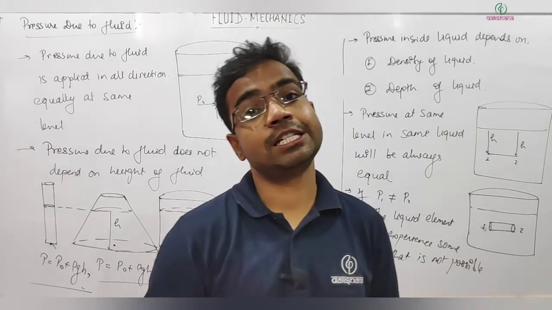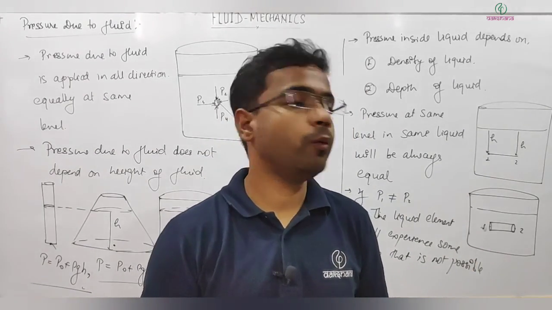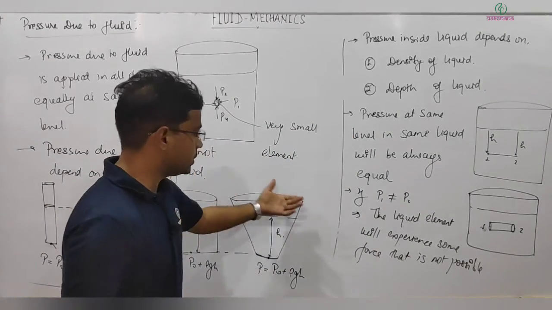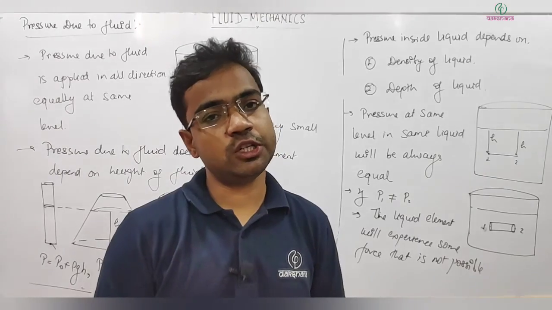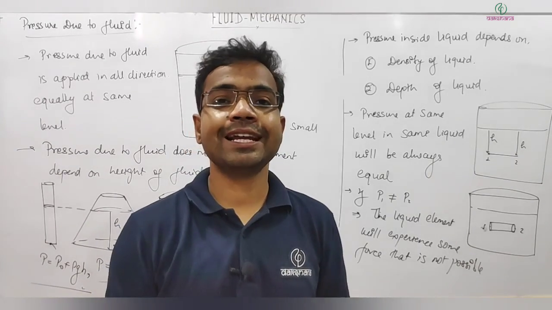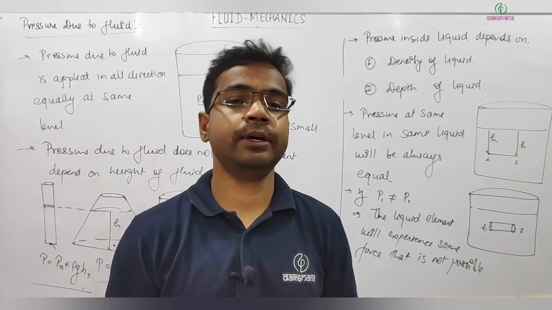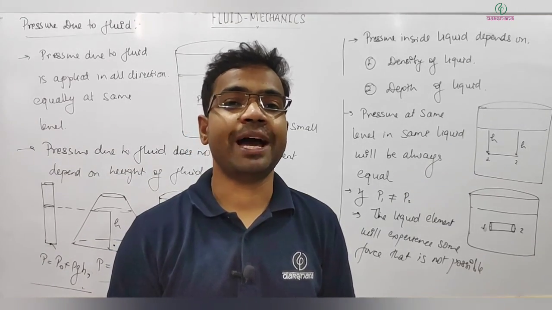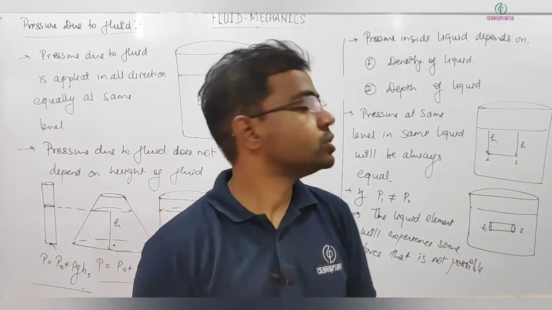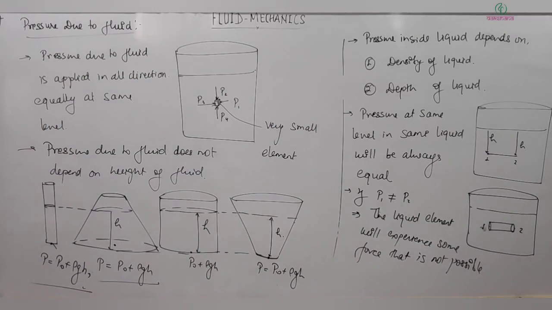Next comes its measurement. I told already, atmospheric pressure is 1.013 times 10 to the power 5 Pascal. Exactly how we got it, actually. So we have some instruments to measure the pressure, and those are called barometer and manometer. So let me explain those in the next class.